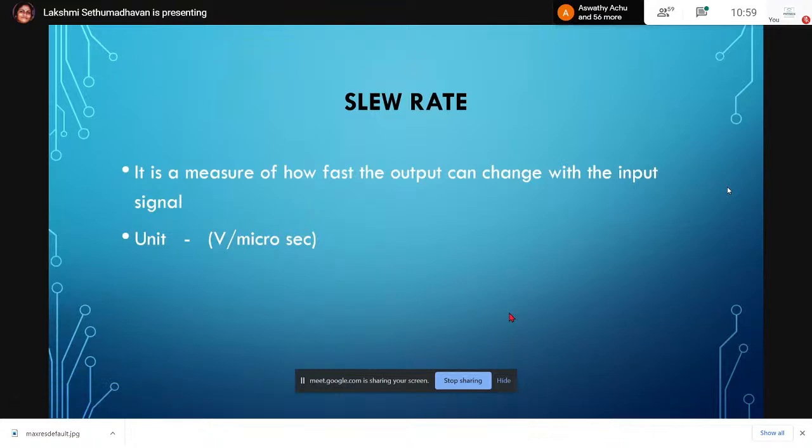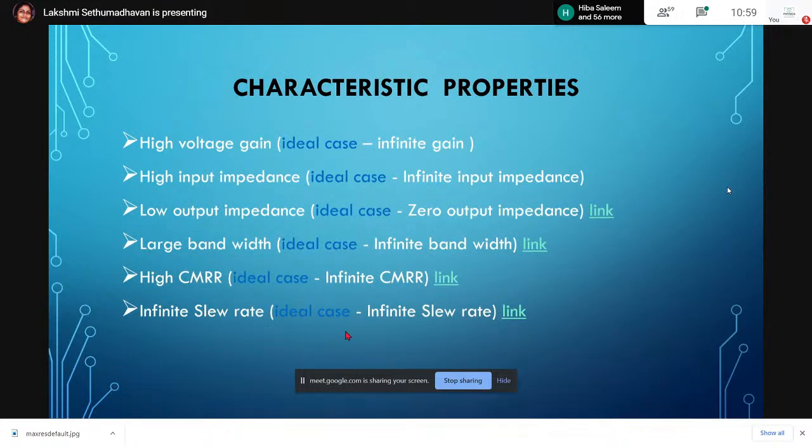But you cannot expect the op-amp to respond in a similar fast manner, because the op-amp consists of many capacitors and other time-dependent circuit elements. Hence, the output will not change exactly as fast as your input. So you will experience a slight lag of the output with respect to your input. It is measured in volts per microsecond. So it will be a small issue when it comes to fast changing signals.